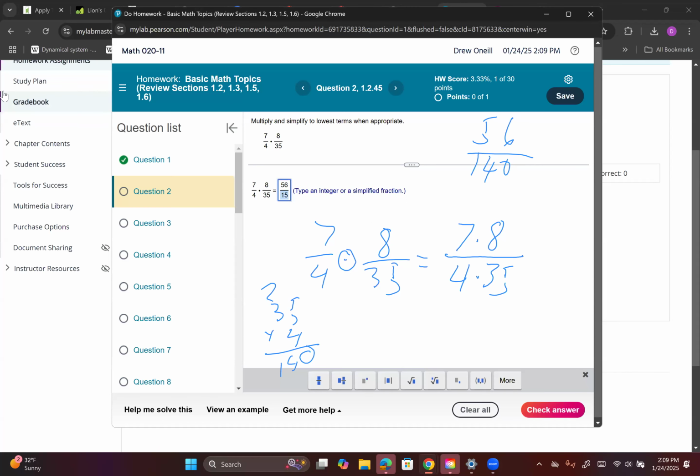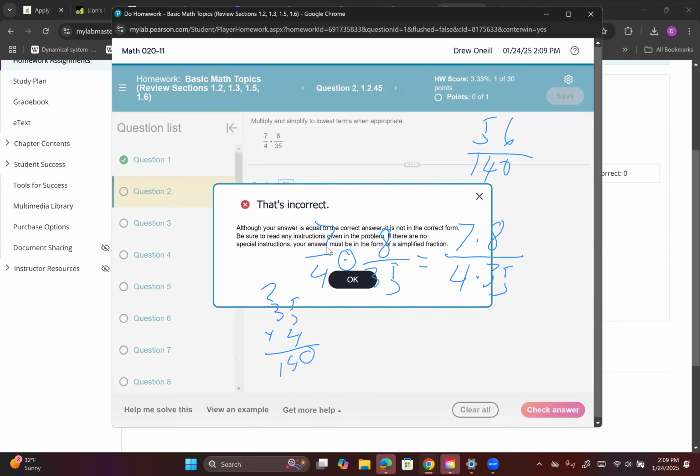56 over 140. What do you think the computer is going to say? Let's say I'm wrong. "Although your answer..." and get used to seeing that because it's a little frustrating when MyLab Math tells us that. It's basically saying, although your answer is right, it's not in the right form, okay? What were the instructions given to us that we didn't follow?